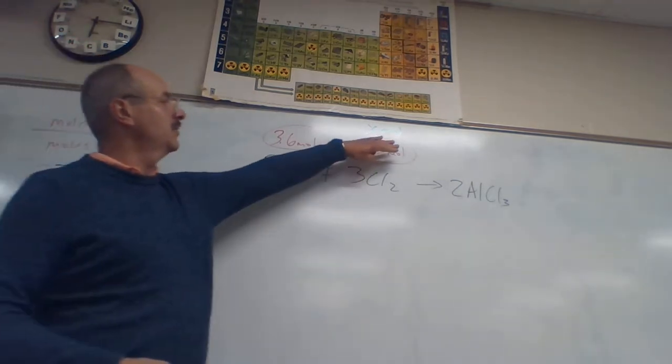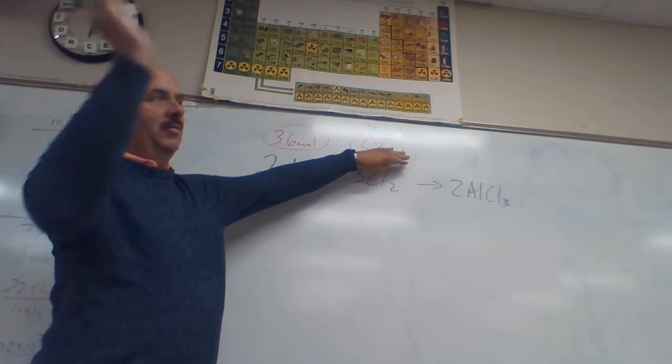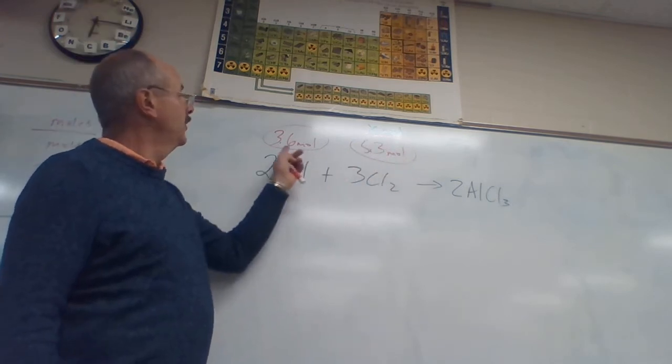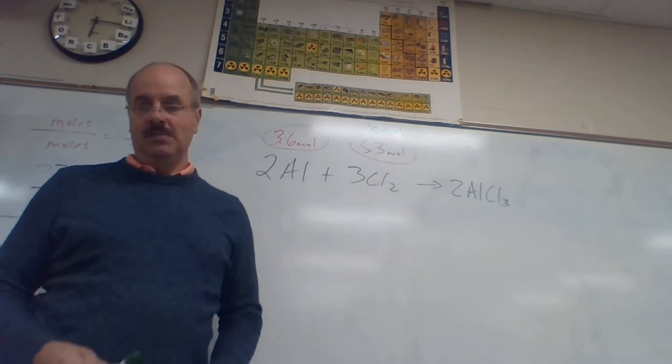Right? So what we're going to do right now is ignore the 5.3 and solve this just like we would have way back at the beginning of this chapter, where you would have been given 3.6 moles of this and try and find X moles of Cl2.